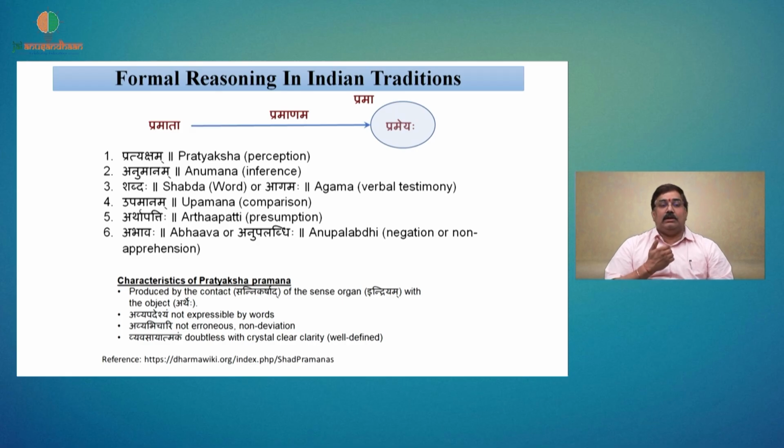The 6 pramanas, and each of these had very rigorous standards of what would be considered a valid pramana. So, for example, if I am saying valid pratyaksha pramana, then it had to be produced by the sannikarsha, that means the contact of the sense organs with that object. And then it should be something that is avyapadeshyam, that means it should not be expressible by words.